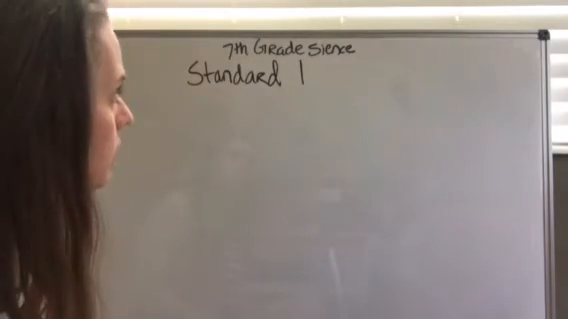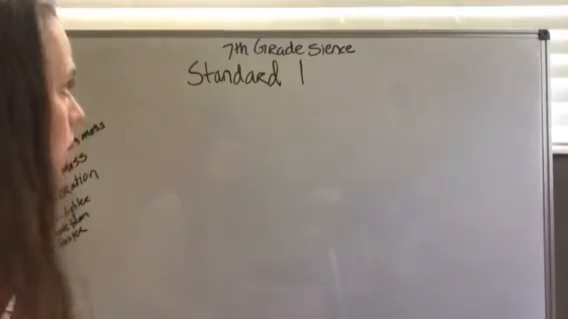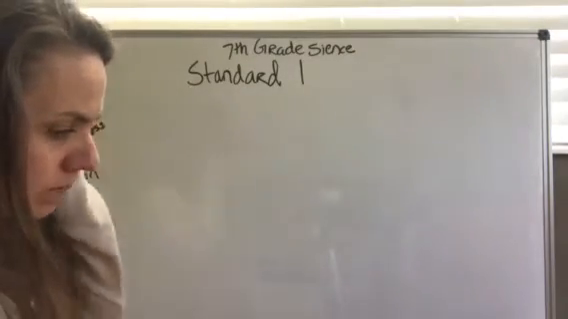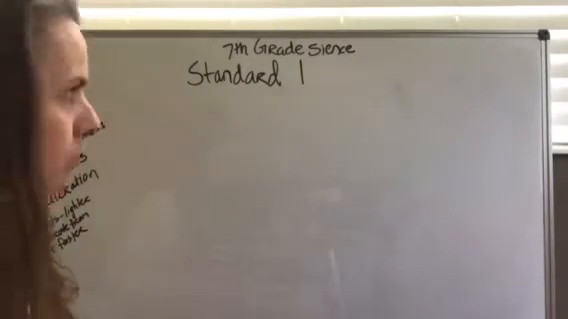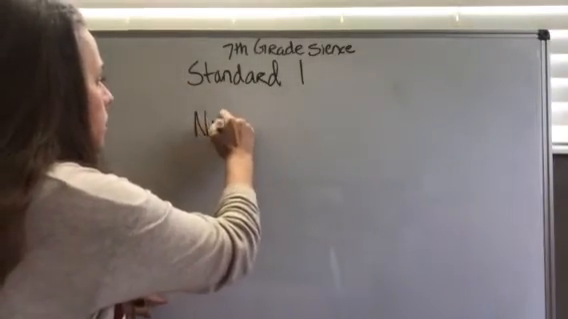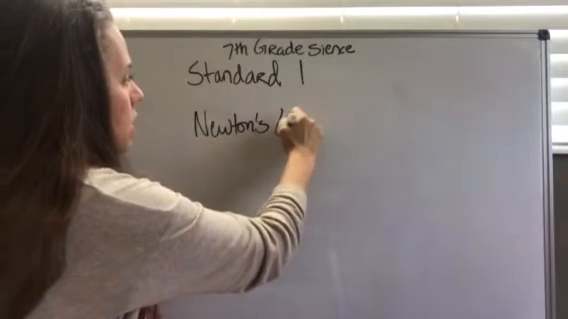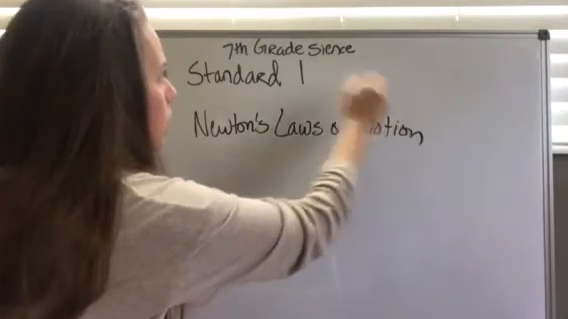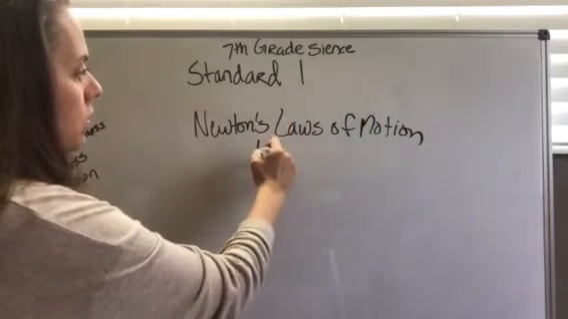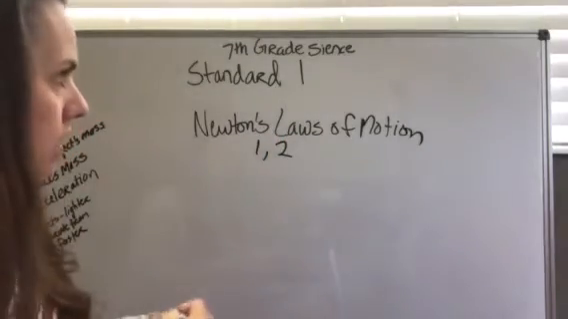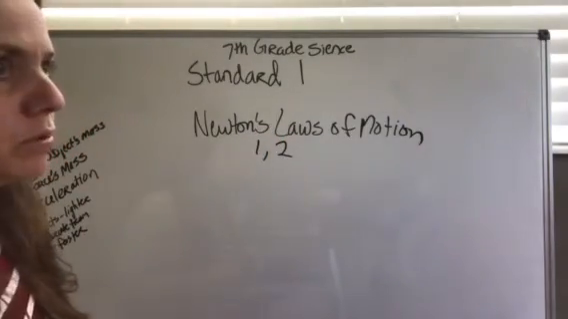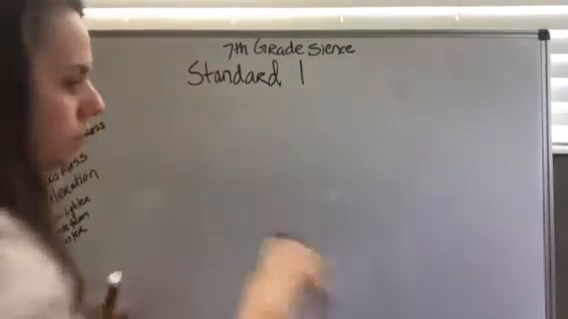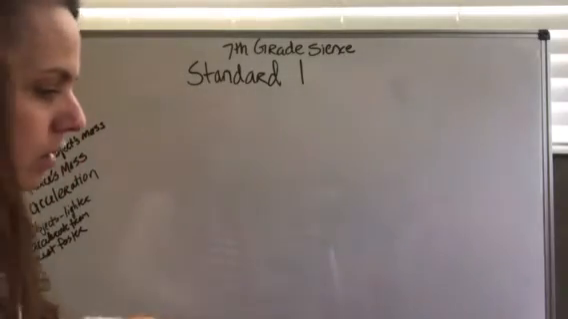Okay, this is Standard 1, 7th grade science, prepping for the final. Some of you weren't even in my class at the beginning of the year, but let's review the concepts that you need to remember. These are Newton's laws of motion. And Standard 1 included the first two, 1 and 2. And then Standard 2 talks about Newton's third law of motion. So I'm not going to differentiate that much to begin with.